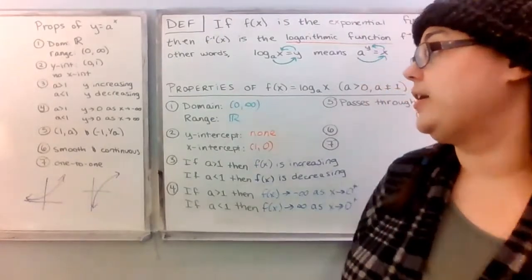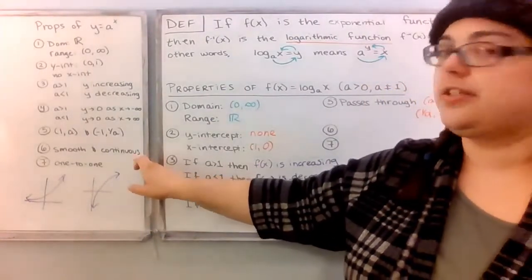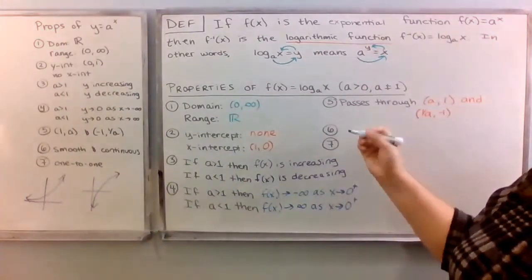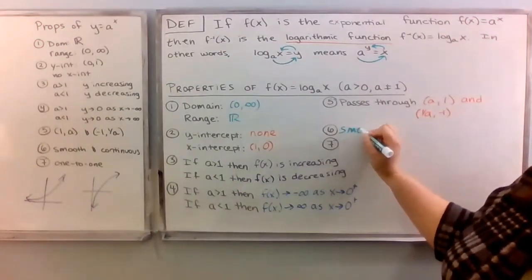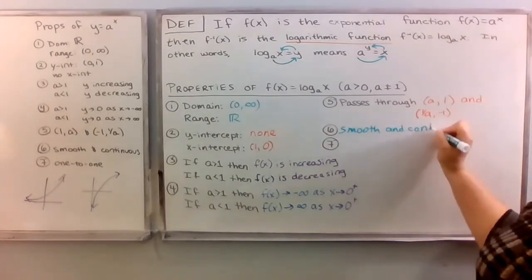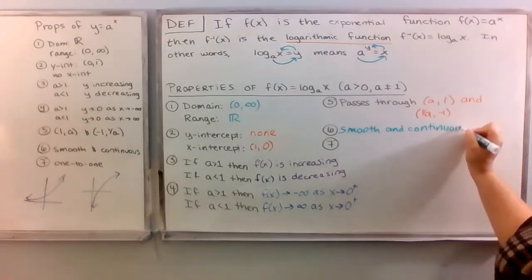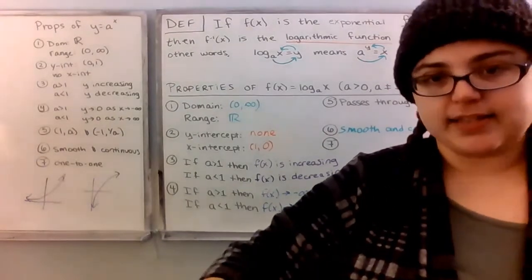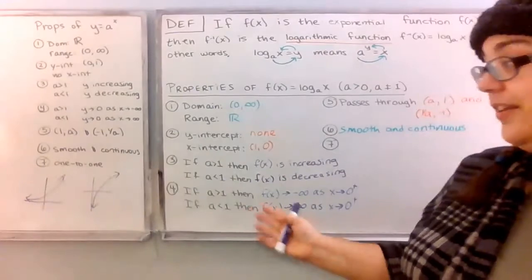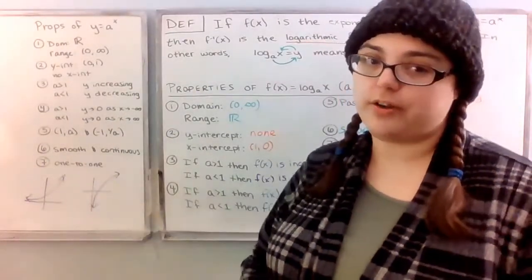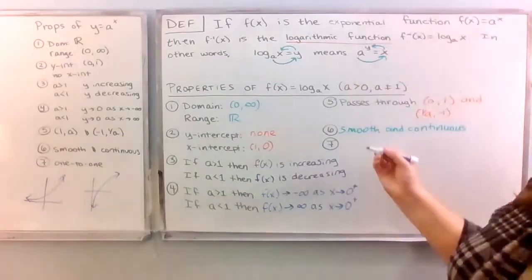Then, because exponential functions are smooth and continuous, their inverses will be as well. So logarithmic functions are smooth and continuous. And lastly, because we were able to find the inverse, it's still going to pass the horizontal line test. So logarithmic functions are also 1-to-1.